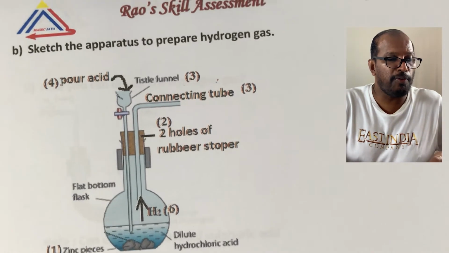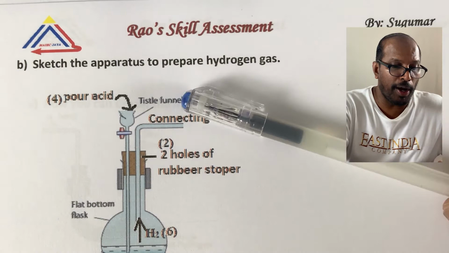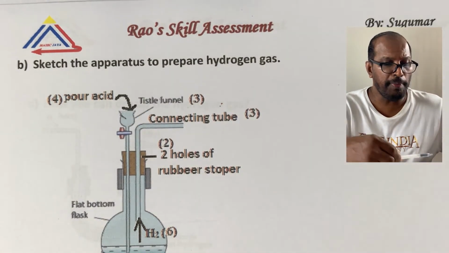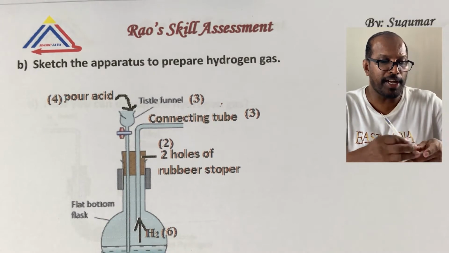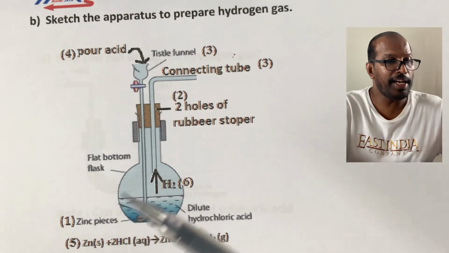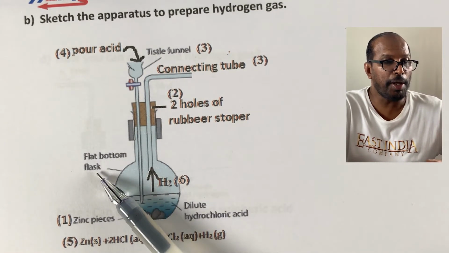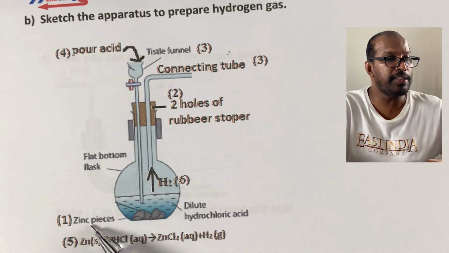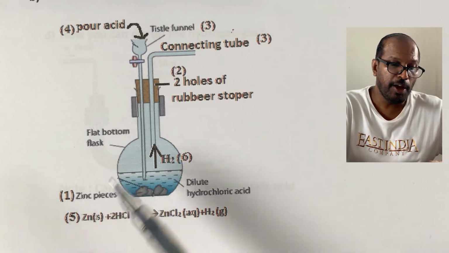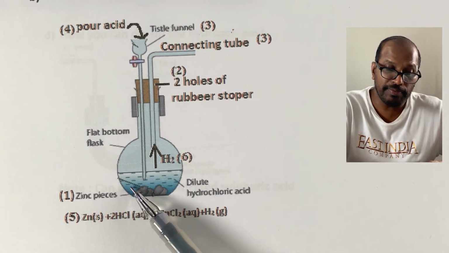Now let's go on to the next part. The next part of what we need to know, I'm calling it part 1, is the apparatus to prepare hydrogen gas. How are we going to prepare hydrogen gas in a school laboratory? The first setup is, you see here, I need a flat bottom flask. Then, second thing, I'm going to put in zinc pieces. You can use a powder form in order to increase the rate of reaction. Put it inside the flat bottom flask.